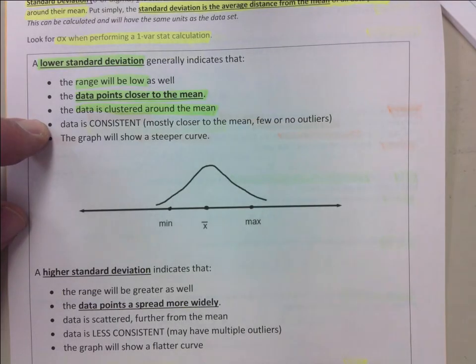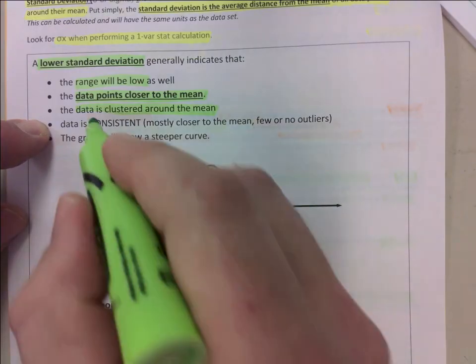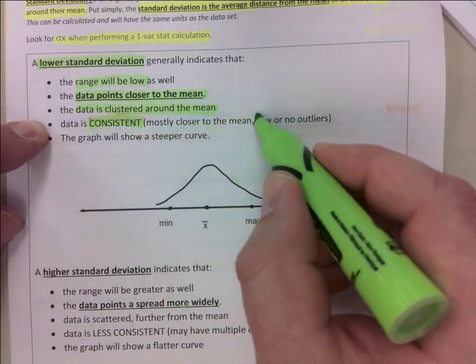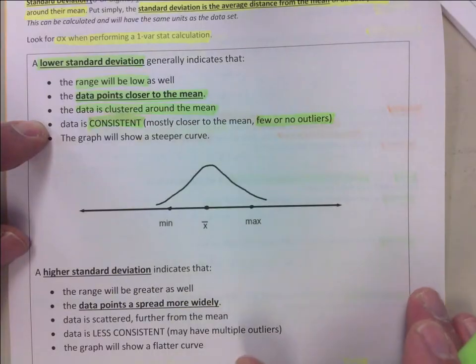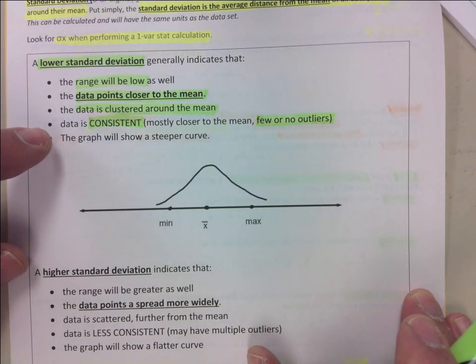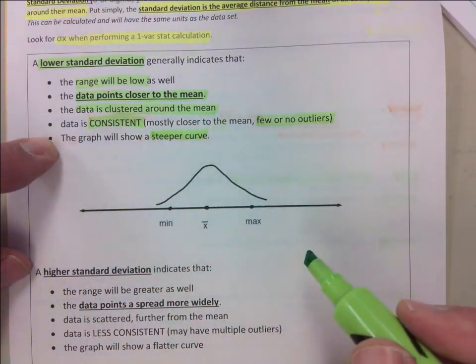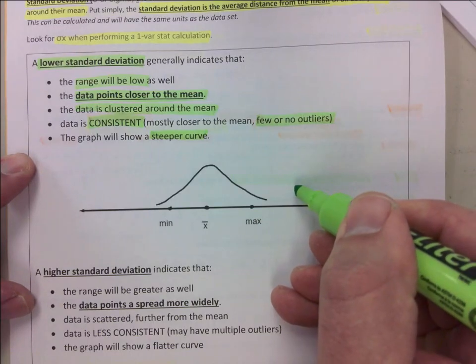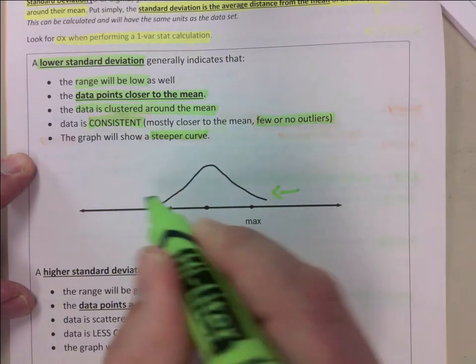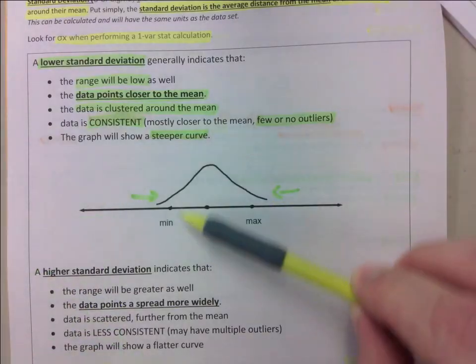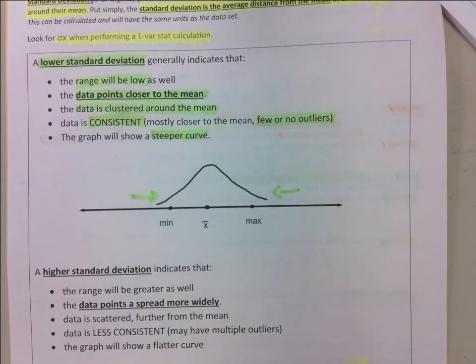When it comes to describing the data itself, we could say that data is consistent. There are few or no outliers. And the graph will show a steeper curve. I will do this for you here. What's happening here is our data is being compressed. Our data is being compressed to all be closer to the mean, right?